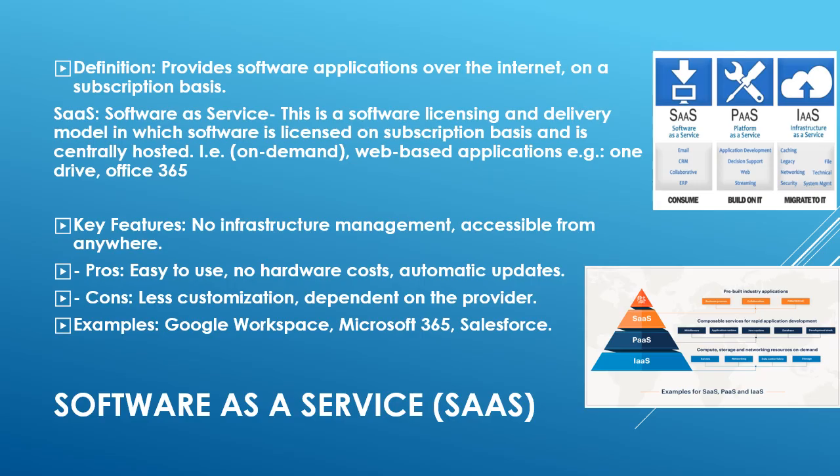So when you see the pictorial view that I gave you on the right hand side, you notice that for the SaaS, you get to see that it can be email, CRM, which is more like customer relationship management, collaborative, and ERP. So yeah, these are examples of software management applications, more like emailing and all the stuff. All right, so let's go to the next thing.